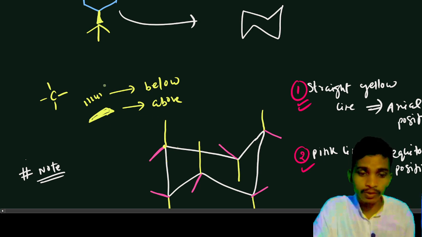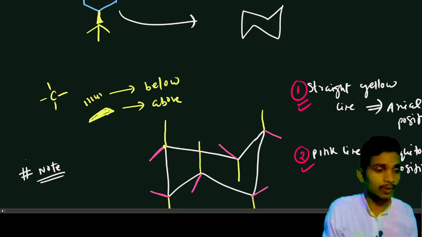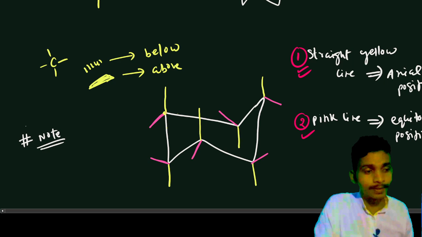And whenever it shows below, then we have to put that in the below line only. That's why this is very important: this is above, this is below, and the axial and equatorial positions are also very important. Okay, and this is the point.